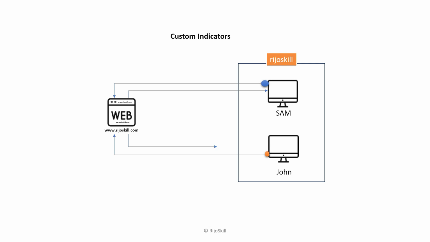Next we will go for the custom indicator, another feature of the web protection policy. What is a custom indicator? You can see here your organization, Sam and John. Sam needs to access the website www.rijoskill.com. So Sam requests it and the response is generated. You can see Sam gets it. But your organization requests, please block this website, www.rijoskill.com. At that time you can use the custom indicator for URLs or domains.